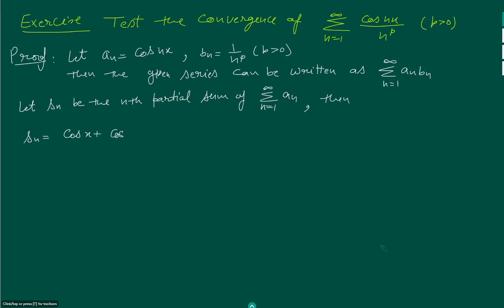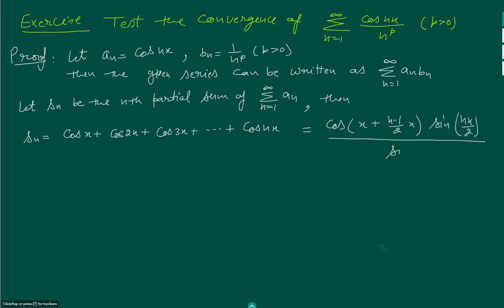Then Sn would be cos x plus cos 2x plus cos 3x plus cos 4x plus ... plus cos nx. And by using the formula that we have just done, this would be equal to cos of (x plus n by 2 into x) into sine nx by 2 divided by sine x by 2. So that can be written as cos of (n plus 1) by 2 x, sine nx by 2, divided by sine x by 2.